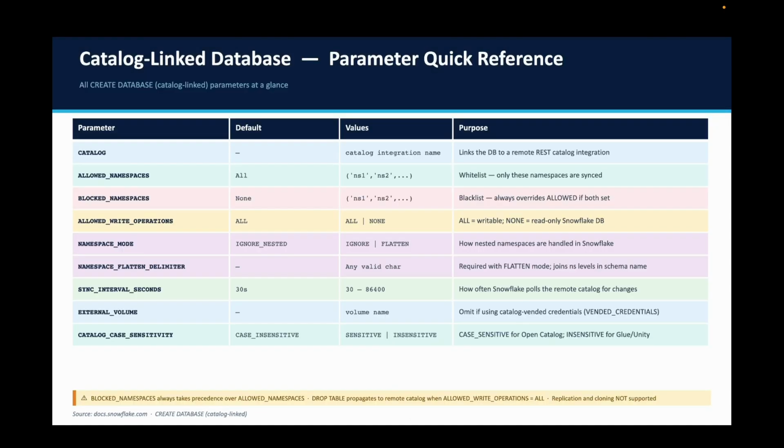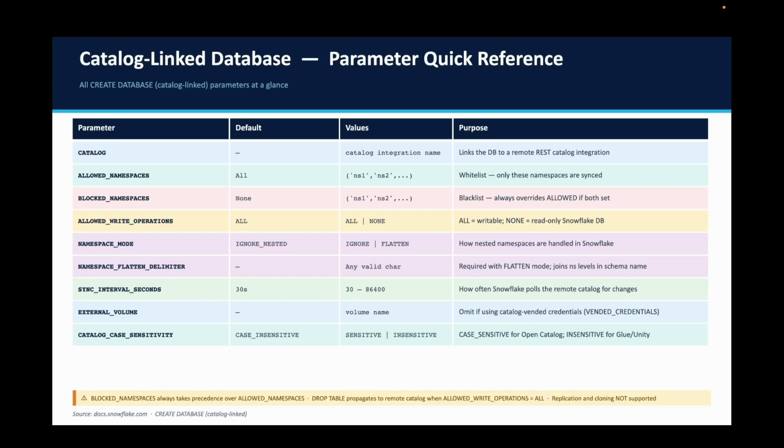All create database parameters at one glance. On the leftmost side, I have the parameter column and the corresponding default value, the values that are allowed, and the purpose of that. Catalog, the default value is nothing. The value is a catalog integration name. We have to create a catalog integration beforehand, and it links the database to a remote REST catalog integration.